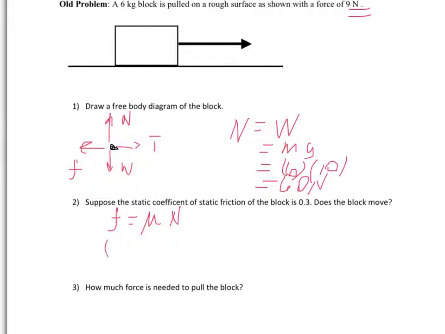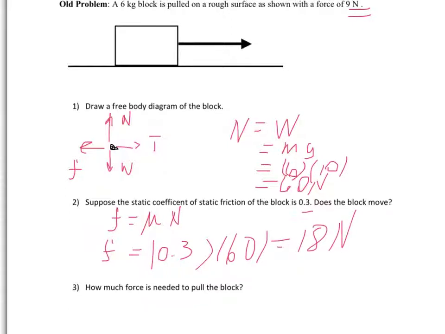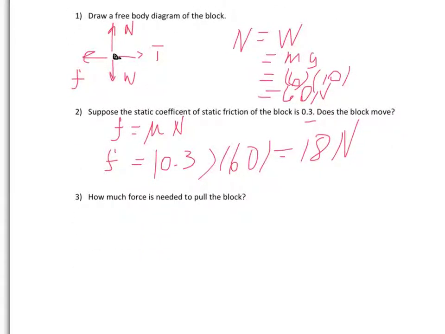So I'm going to get friction. The max static friction is 0.3 from here times 60. And that's going to give me 18 newtons of force. Now, the force needed to push the block is 18 newtons to get it started. I'm only applying 9 newtons, so in this case, the block is not going to move.